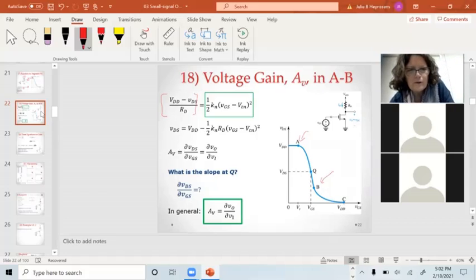So I just take this equation right here and I solve it for VDS. I multiply the other side by RD and I subtract off VDD and then I negate the whole thing and I get that second equation. The gain is the slope of that line. It is the rate of change of VDS with respect to VGS. So we've got an equation for VDS. If we take the derivative of that equation with respect to VGS, we get the voltage gain.